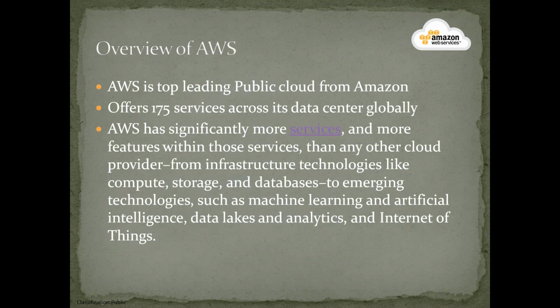Let's talk about AWS. AWS is a top leading public cloud from Amazon. We already know that now. It offers 175 services across the data centers globally. So it's a huge list of services that is available on AWS for every single thing you can think of.